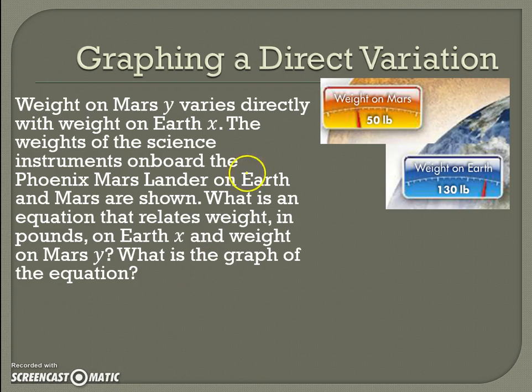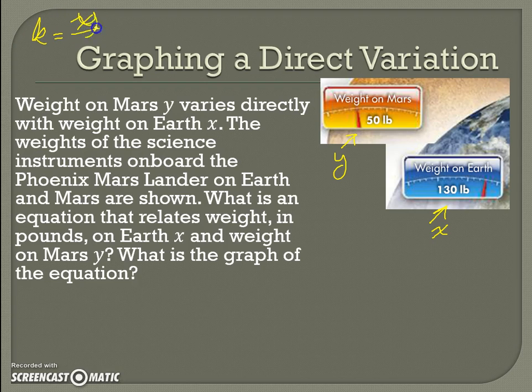All right, so graphing a direct variation, it says weight on Mars y. I'm going to go ahead and just label this y so that I remember. So this right here is my y value, varies directly with weight on Earth x. This one is my x value. And the reason I'm doing that is so that when I go back and I'm thinking, okay, what is the constant of variation?